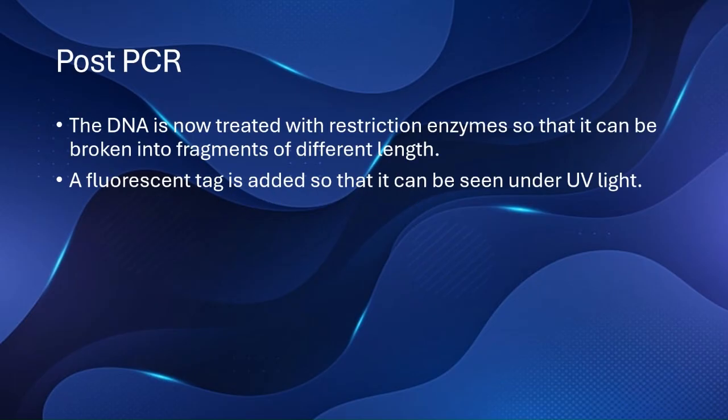So what do you do after PCR is carried out? The DNA is now treated with restriction enzymes so that it can be broken into fragments of different length. You also add a fluorescent tag so that it can be seen under UV light so that it can be studied.